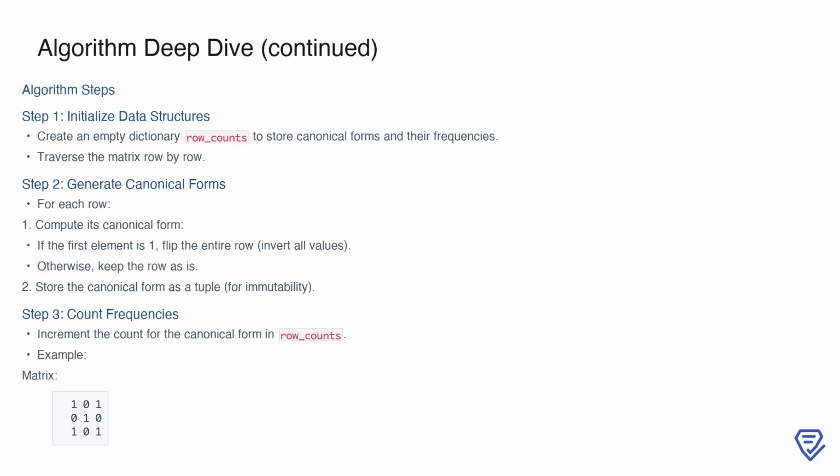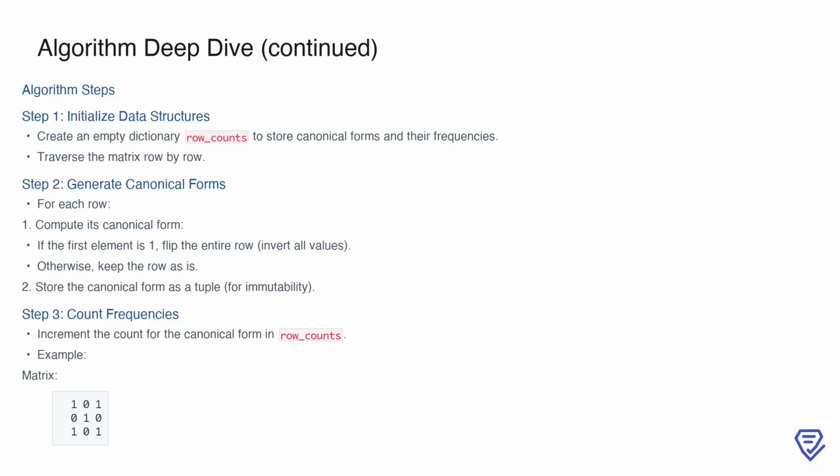We start the algorithm by initializing the necessary data structures. First, we create an empty dictionary, row_counts, to store canonical forms and their frequencies. Then, we process the matrix row by row. For each row, we generate its canonical form. If the first element of the row is 1, we flip the entire row by inverting all values. If the first element is 0, we keep the row as it is. Once the canonical form is determined, we store it as a tuple, which ensures immutability. Finally, we update the frequency count for this canonical form in the row_counts dictionary.